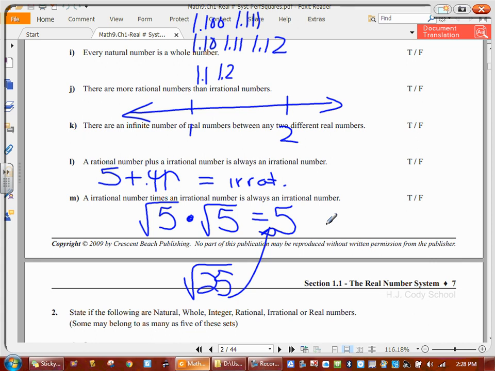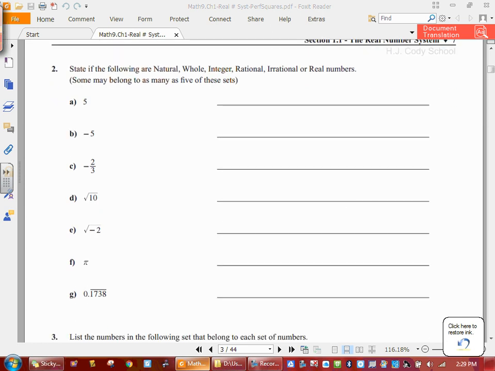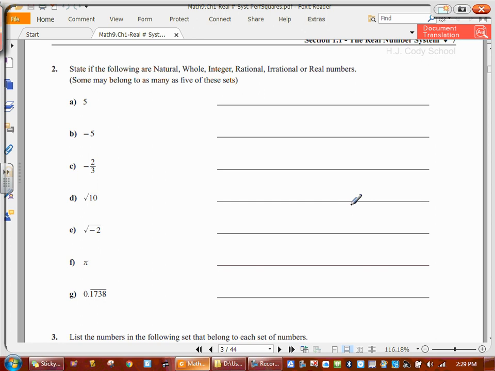Our next page. All right, I'm going to give you guys a couple minutes to do this. I'm going to give you an example, and then I want you guys to go through the next couple questions. So, number 2, this is an example of what I want you to do. I'm going to use a different example, let's go with negative 15 divided by 3. That's going to be my example.